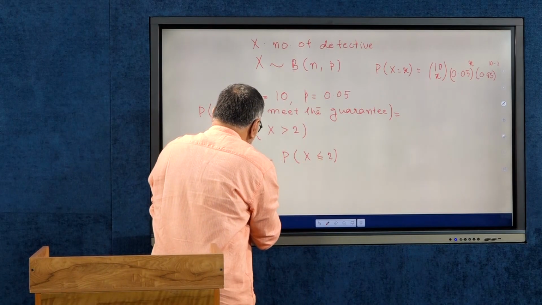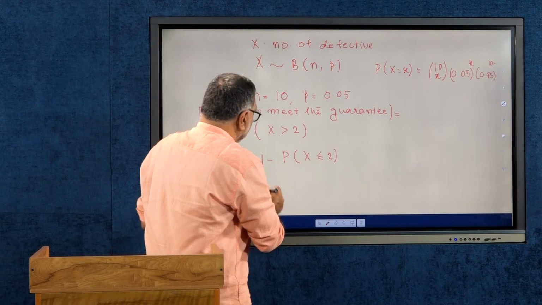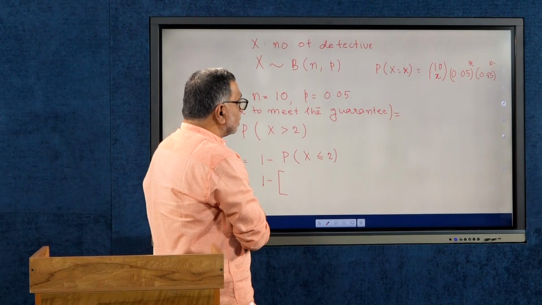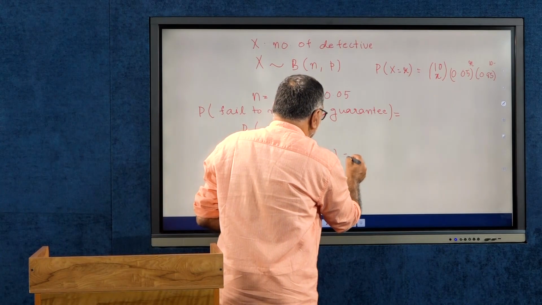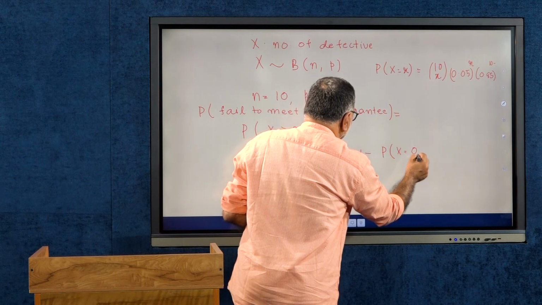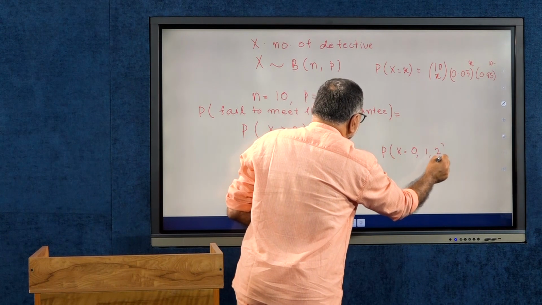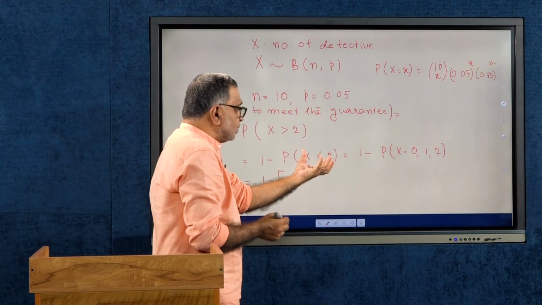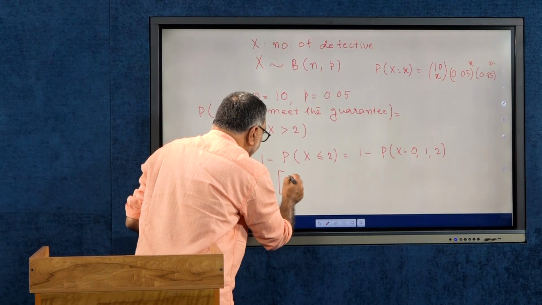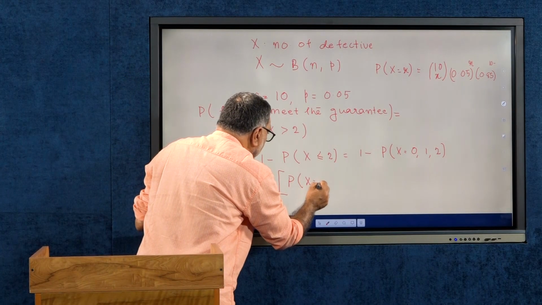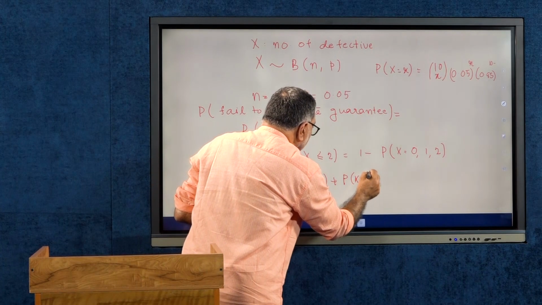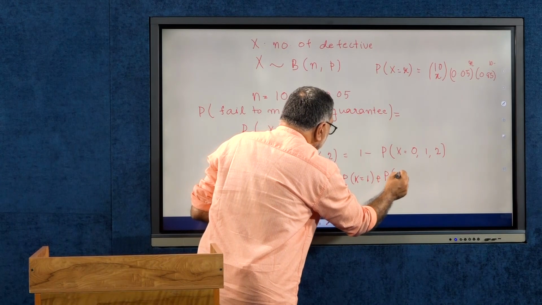So using that expression, we can find this value. 1 minus the probability of X less than or equal to 2 means X is equal to either 0, 1 or 2. These are the three possibilities of X less than or equal to 2. So substituting, this is 1 minus the probability of X equal to 0, plus the probability of X equal to 1, plus the probability of X equal to 2.